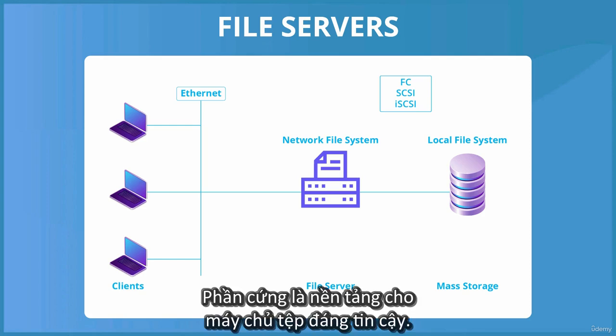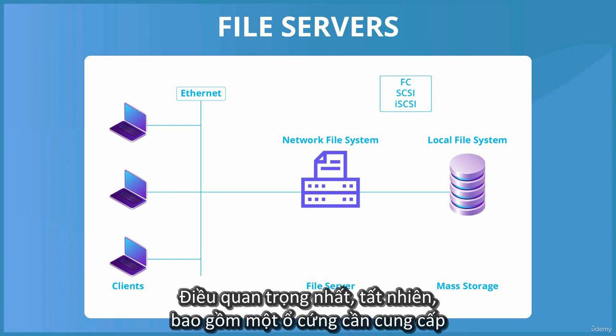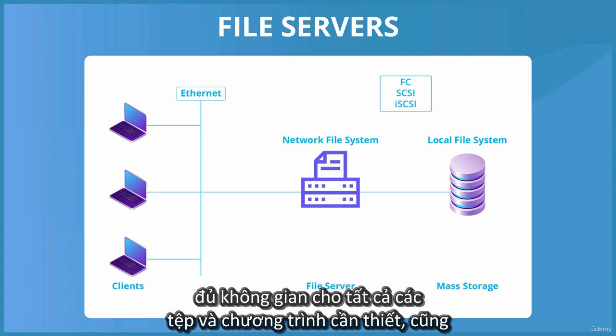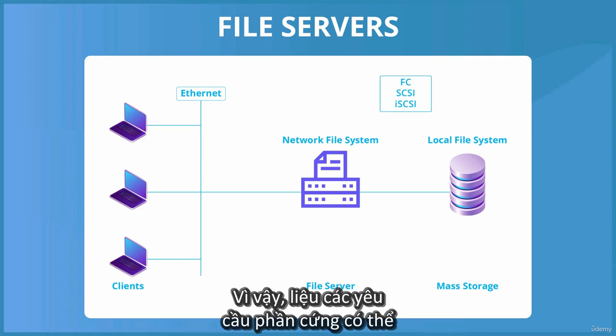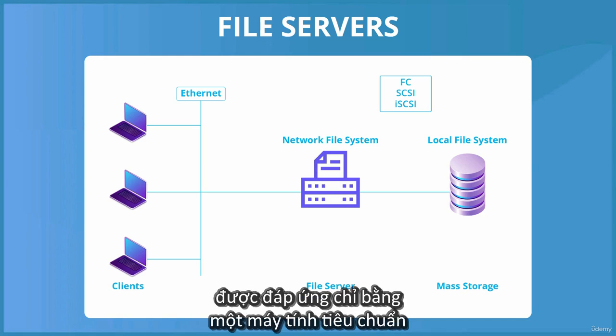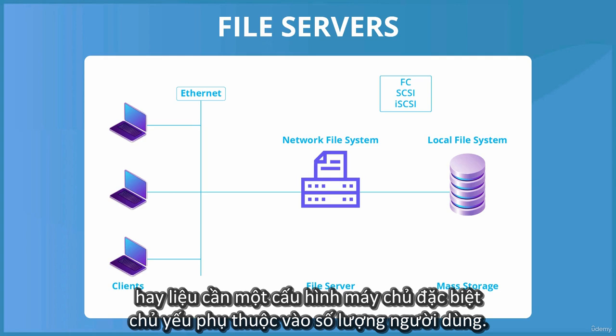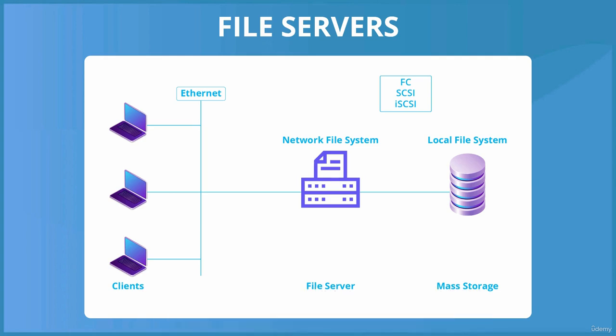Hardware is the foundation for a reliable file server. Most importantly, of course, this includes a hard drive, which needs to offer sufficient space for all the files and necessary programs, as well as the respective operating system and the software that the users are using. But the server also needs enough working memory and processing power to do its job as quickly and faultlessly as possible. So whether the hardware requirements can be fulfilled by just a standard PC or whether a special server setup is required primarily depends on the number of users.